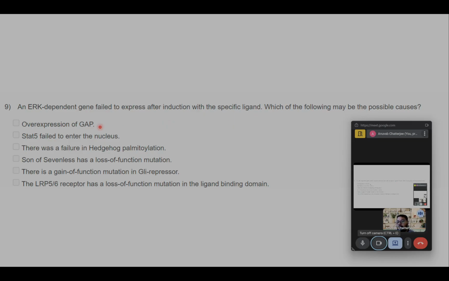The options are overexpression of GAP, STAT5 failed to enter the nucleus, there was a failure in Hedgehog palmitylation, Sonic hedgehog or Son of 7-less has a loss of function mutation, there is a gain of function mutation in GLI repressor, and LRP5/6 receptor has loss of function mutation in the ligand binding domain. Again, more than one option correct kind of a question, so go ahead and think of what could be the correct answer.